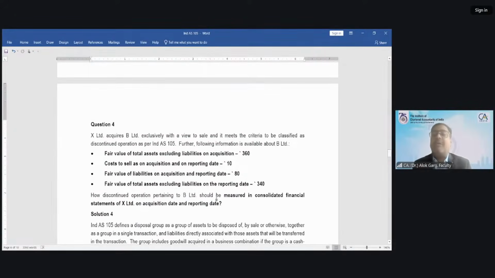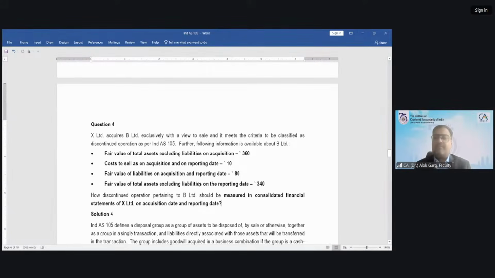Why? Because they are not able to understand the question. Fair value of the total assets, cost to sell, right? Fair value of the liabilities, then fair value of the total assets on the reporting date, cost to sell on the reporting date, right? So all these things are there. Okay. Is that clear, my dear friends? Whether this question is clear or not?